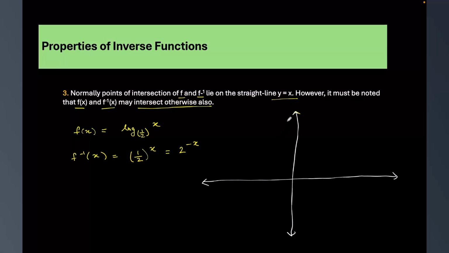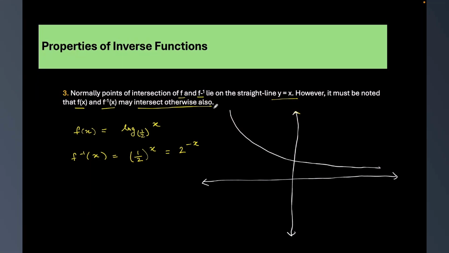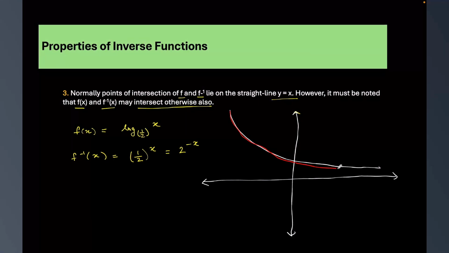However, okay, so we'll have something like this, as our inverse. Okay, let me just change the color. Maybe I'll put red. Okay, so I'll put red. This is my inverse, which is 2 raised to the power minus x.